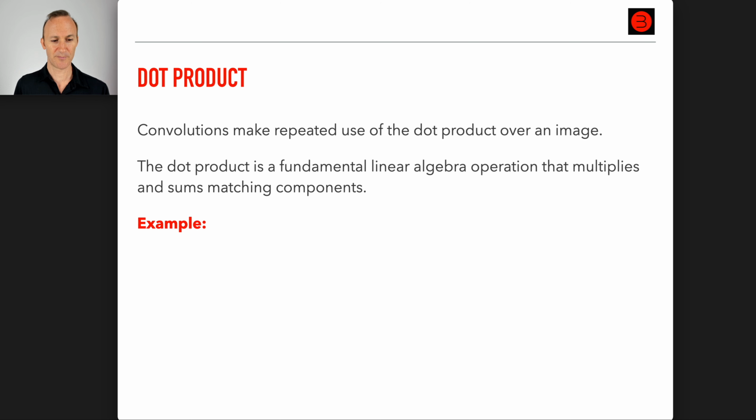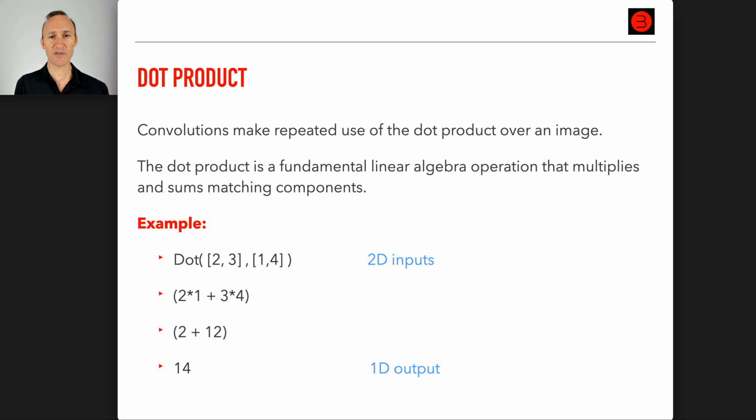Here's an example. Consider the list 2, 3, and 1, 4. Now these could be considered two-dimensional. They could be considered points in the plane. Okay, so the inputs are two-dimensional here. And the dot product says, well, multiply the first components together. That's 2 and 1. Multiply the second components together. That's 3 and 4, and then sum them. So we get 2 plus 12, which is 14. Note, very interestingly, that this is a one-dimensional output.